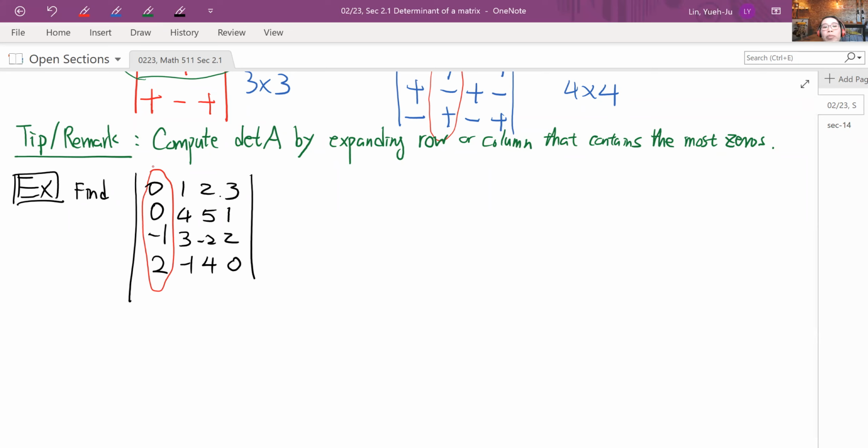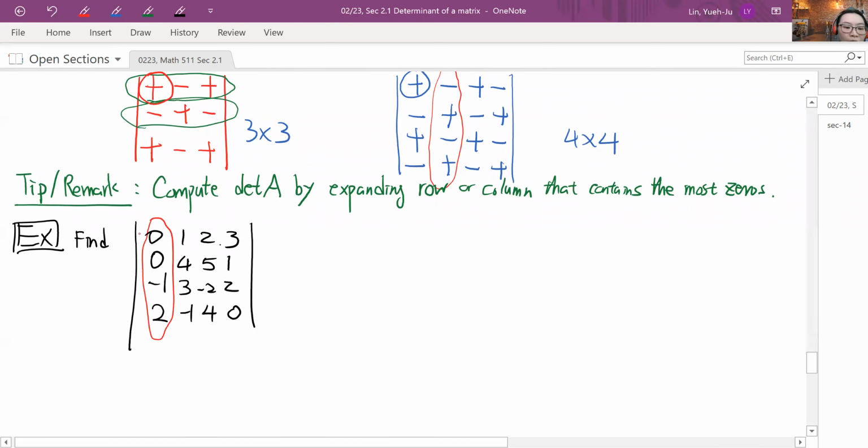And to help me memorize the alternating sign, you can go back to my chart here. You start from plus on the first 1,1 entry. So the alternating sign is going to tell me it's plus, minus, plus, minus, okay? So now let's see. Then I can start the expansion. So expansion along the first column.